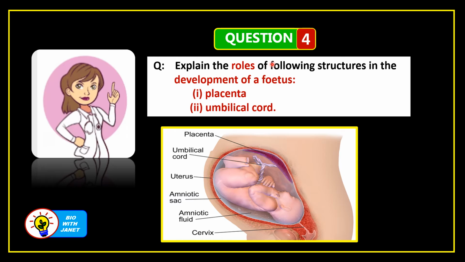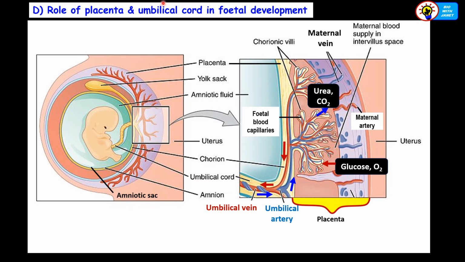Question 4. Explain the roles of the following structures in the development of a fetus. The role of the placenta and the umbilical cord. So let's discuss the role of the placenta and the umbilical cord in fetal development. The first picture here shows you the embryo or the fetus inside the mother's uterus. This is the embryo or fetus, and it is surrounded by a fluid called the amniotic fluid.